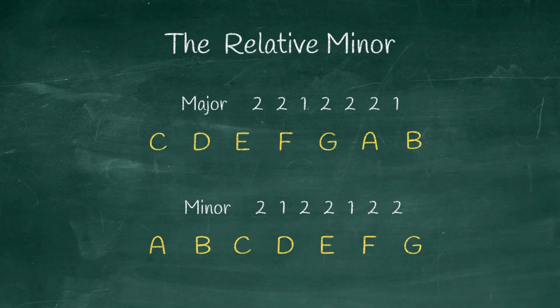In summary, the relative minor is the minor key that shares the same key signature with a major key and is built on the 6th degree of the major scale. This relationship is fundamental in music theory and composition, providing a way to connect major and minor tonalities.